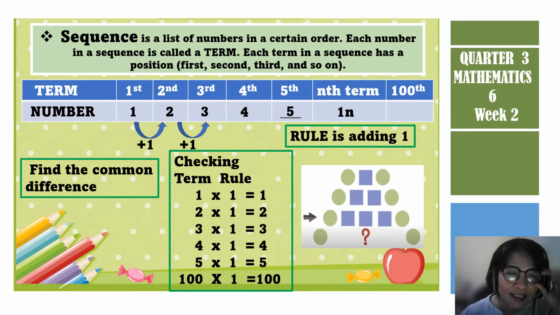Ngayon, malalaman na natin ang pang-100 na term kung ilan. So, gamit ang ating formula na 1n, yung pang-100 na term times 1, dahil yan ang ating rule, meron tayong 100. So, dito, ang sagot ay 100. Kung ang tanong ay anong ang series or sequence na pang 100, ang sagot natin ay 100.